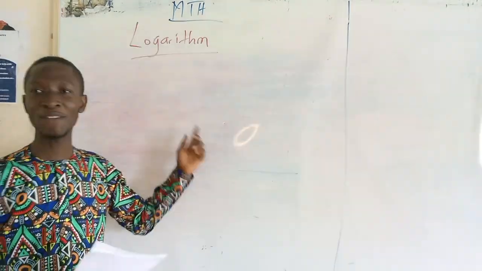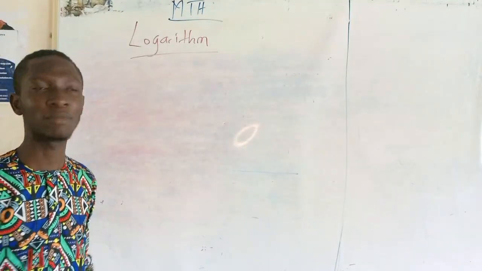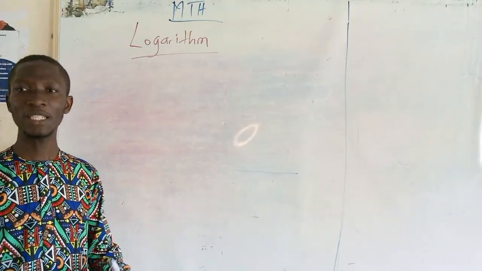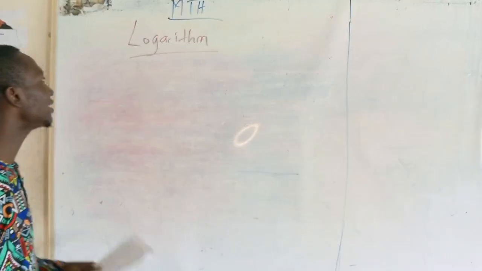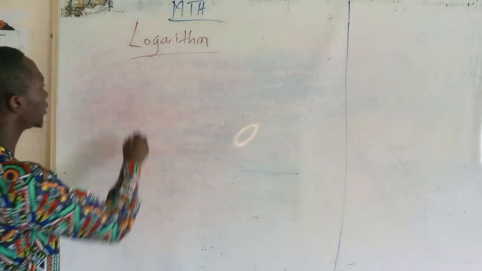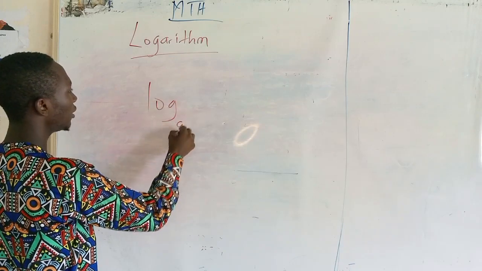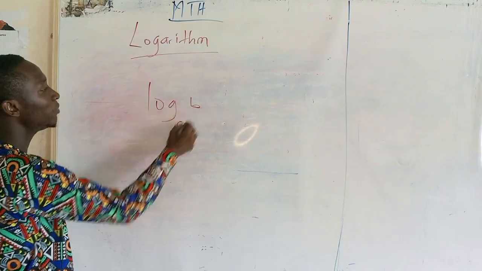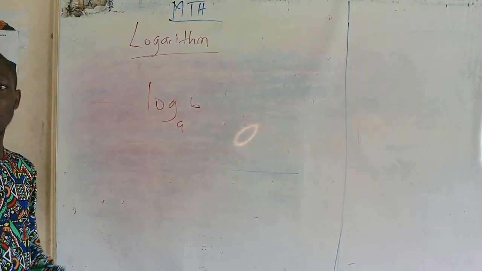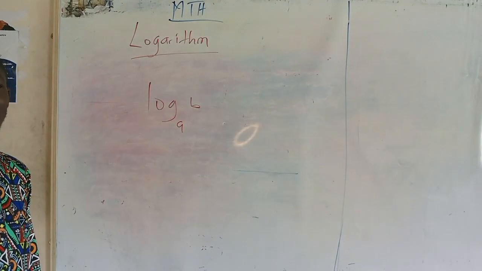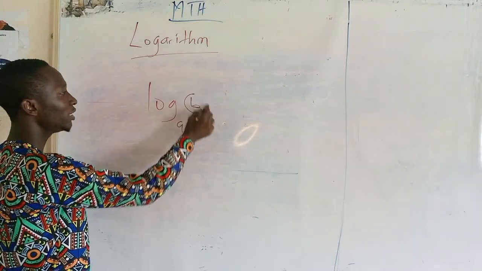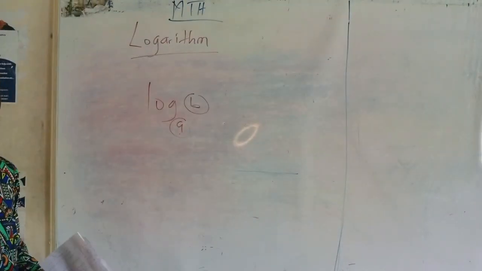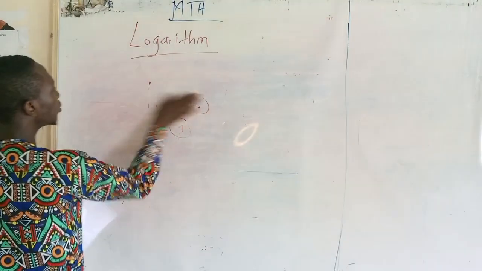So now we'll dive into the topic, which is logarithm. Under logarithm, we have the laws guiding logarithm. But first, there is a way we write logarithm. See how logarithm is written. For instance, you can say log a b. How do I call this? I will say log b base a. This is how logarithm is denoted. This is log b, and this down number is called base a. So that's how to denote logarithm.